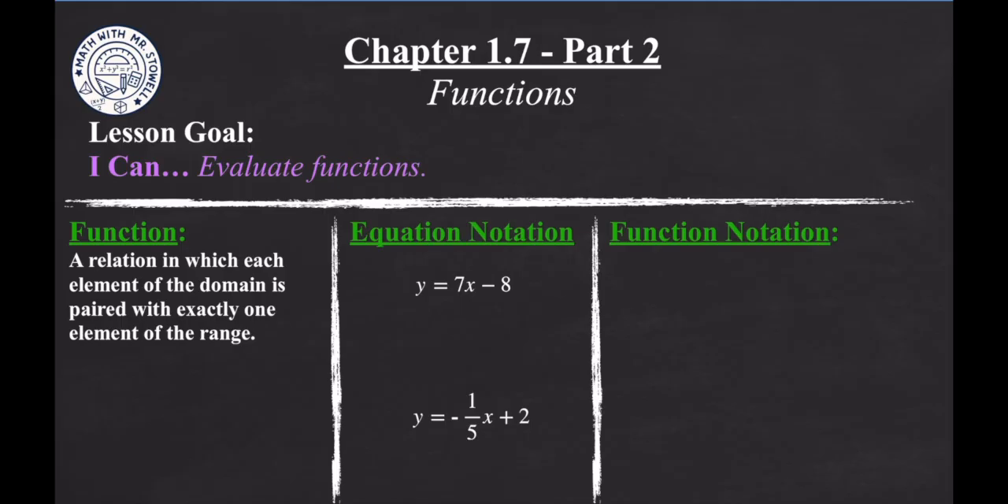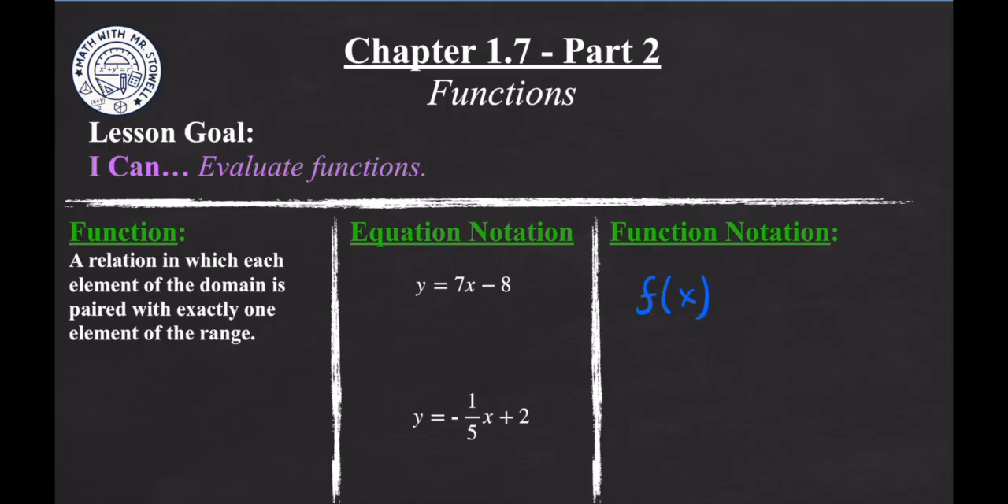We are used to seeing equations in equation notation, as y is equal to 7x minus 8, or y is equal to negative 1 over 5 x plus 2. In fact, this is our slope-intercept form, which we will talk about more in another video. There is function notation that we need to talk about. In function notation, we typically write an f and put parentheses with x inside. This is not saying f times x, this is saying f of x.